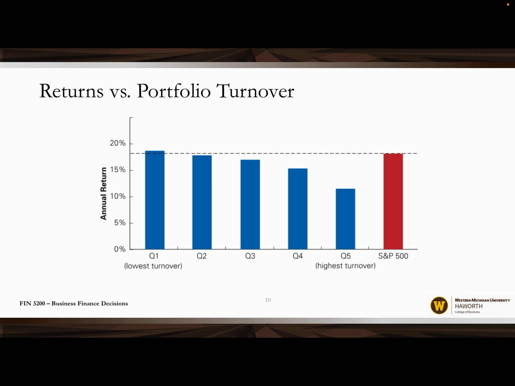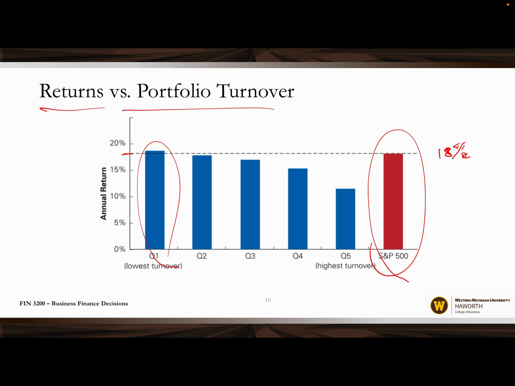And this just shows you, you don't need to know this, returns versus portfolio turnover. Meaning, this is the S&P 500 annual return. I don't know when the sample period was. It's a little bit high, but 18% return. And the researchers basically divided the sample up into people who just buy and hold, and here, people who buy and sell very often, basically trying to time the market.